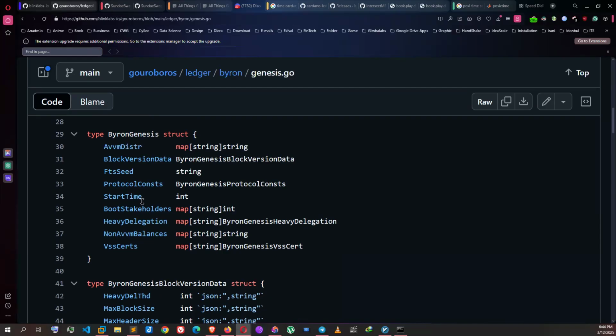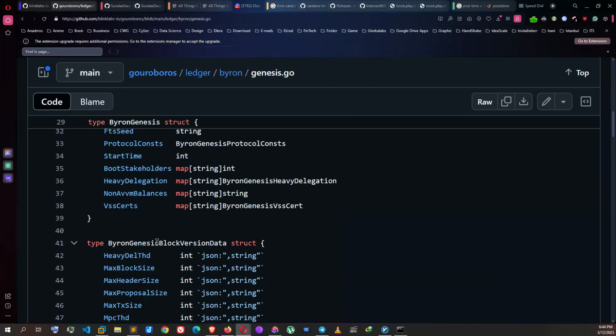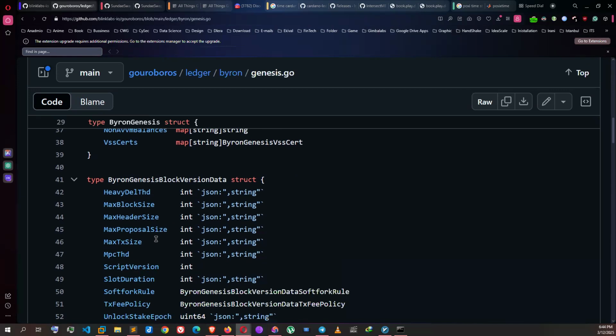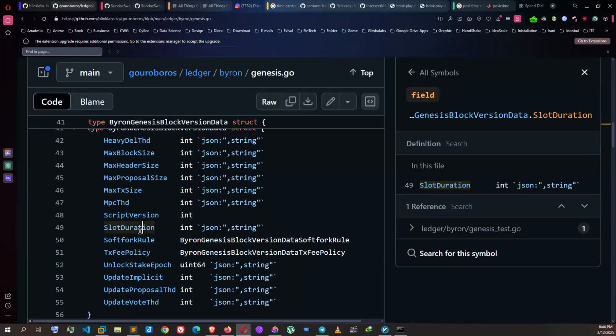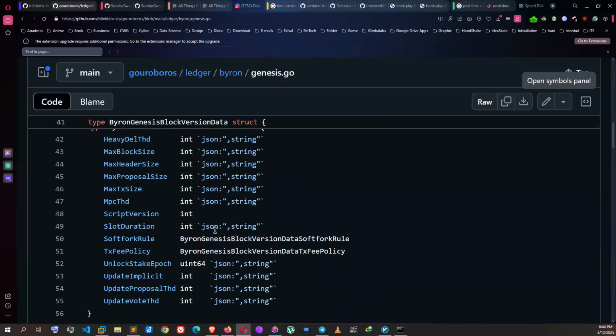So this was the stuff that was in that Byron Genesis file. This is what's in the JSON. And as you scroll through the objects, you'll be able to see how they break down. In here, you get stuff like the slot duration, the maximum transaction size, the maximum header size, block size, all of those things that can be used for the various validations.